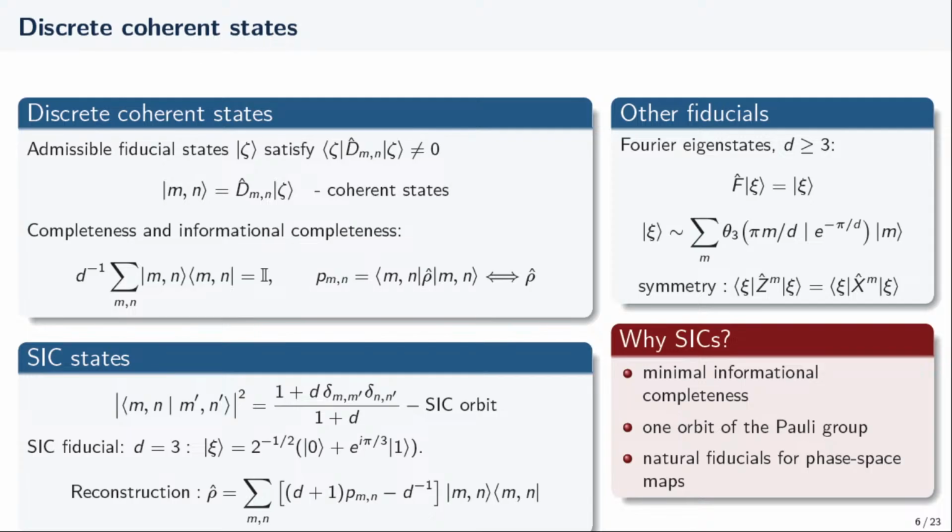There is a special type of coherent states called symmetric informationally complete states, SIC states, which possess a certain property. Maybe somebody saw it at some moment of your study. And for such a SIC state which satisfies this particular property, here is the explicit reconstruction formula. There are several other possible fiducial states. For instance, eigenstates of the Fourier operator are also a kind of good coherent state.